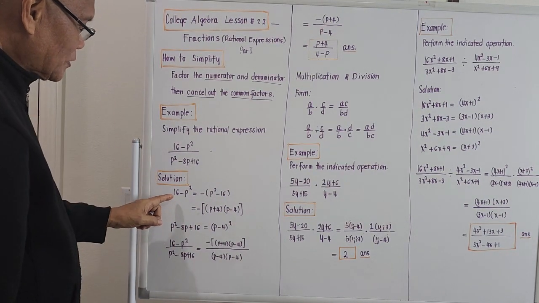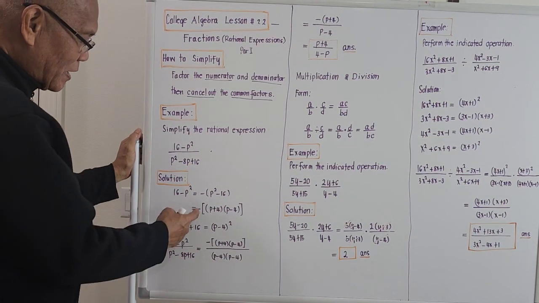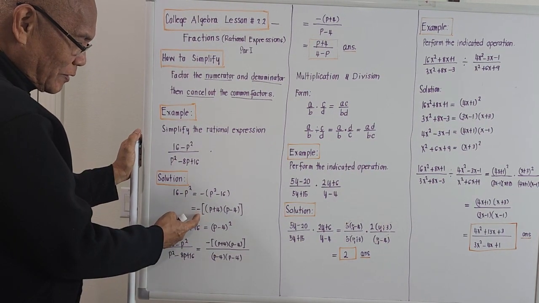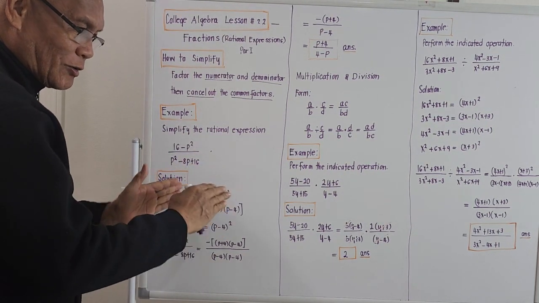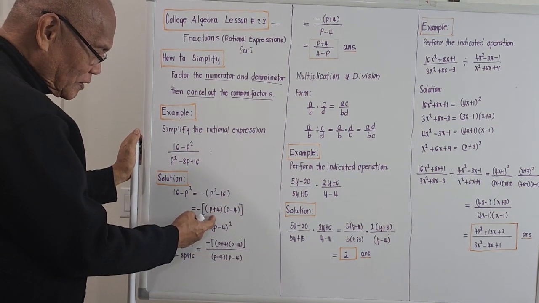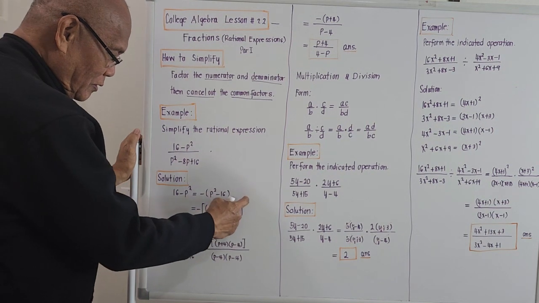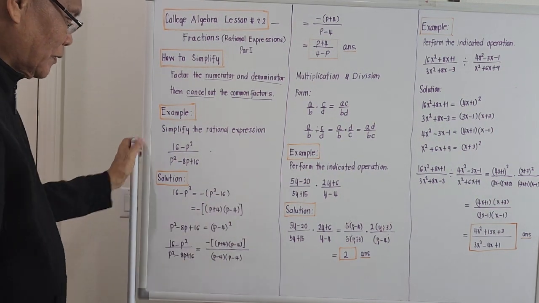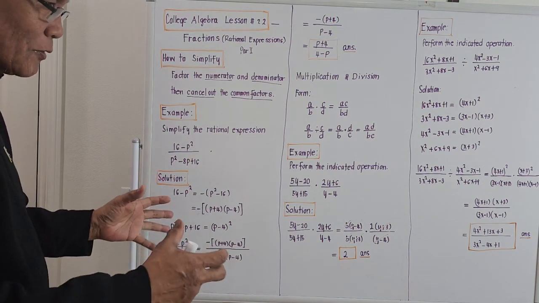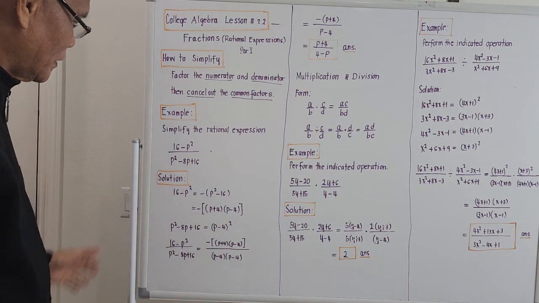So the equivalent of 16 minus p squared will be negative open bracket. Since there is a negative sign over here, I want to enclose the whole thing with the bracket. Times the quantity p plus 4 times the quantity p minus 4, close bracket. That's the special product form of the given numerator.